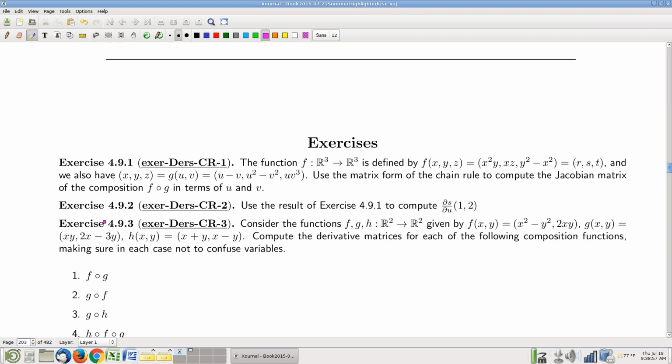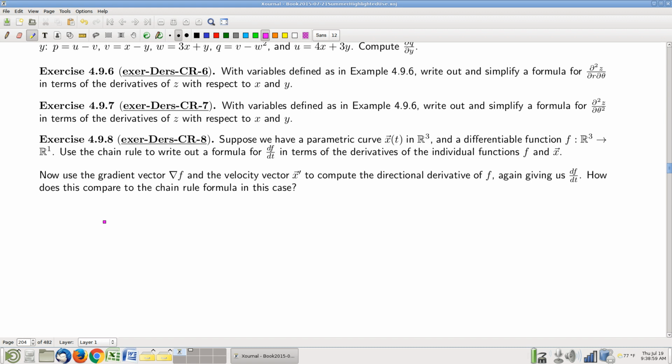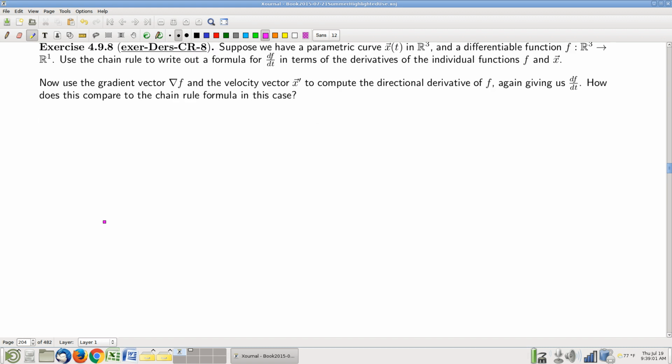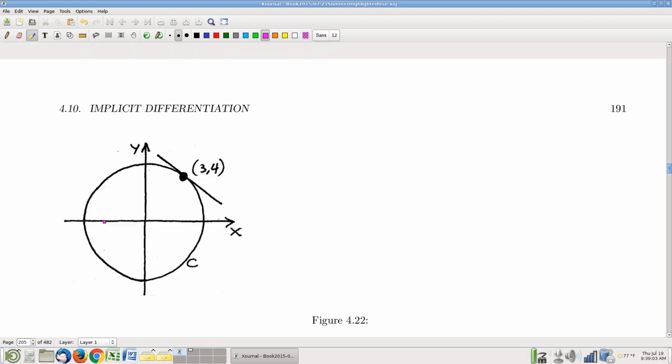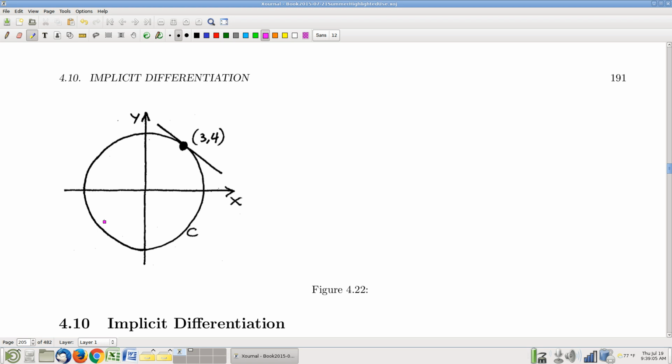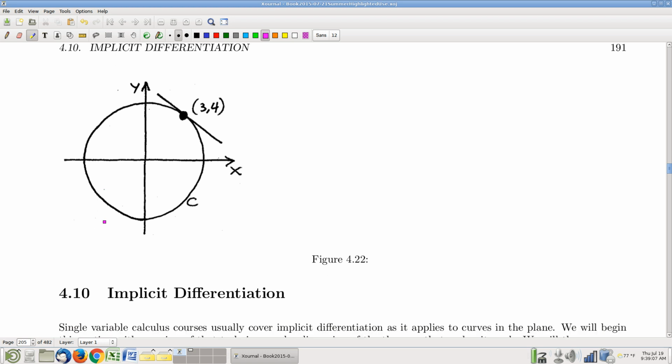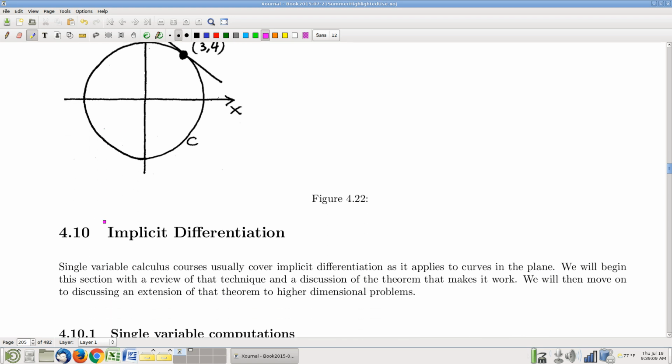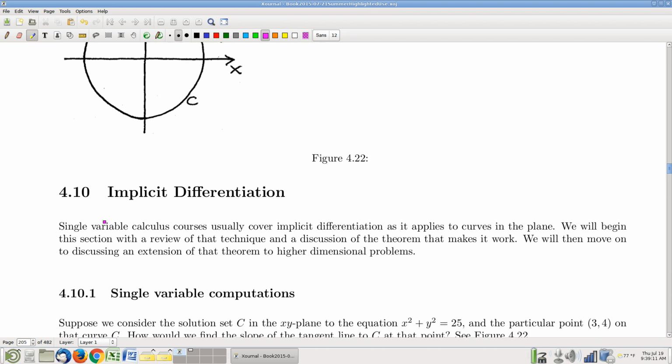Okay, so there are some homework exercises where you're going to do that kind of thing. So I'll leave those to y'all. The next thing we're going to talk about is implicit differentiation. I'm going to start with a question that y'all have probably all seen in high school calculus class.